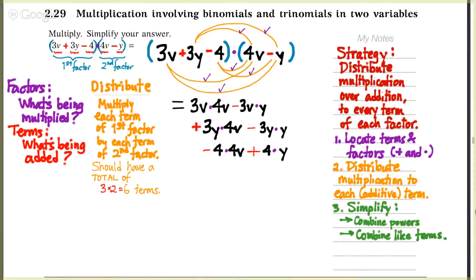And now looking back on everything, we do indeed have 6 terms. We multiplied every one of the first factor's 3 terms by every one of the second factor's 2 terms. And so we know we've got everything.